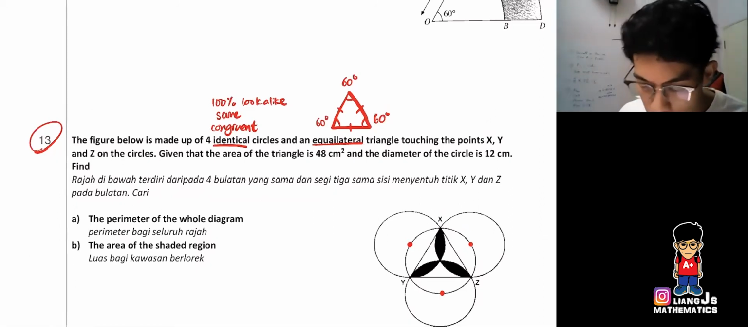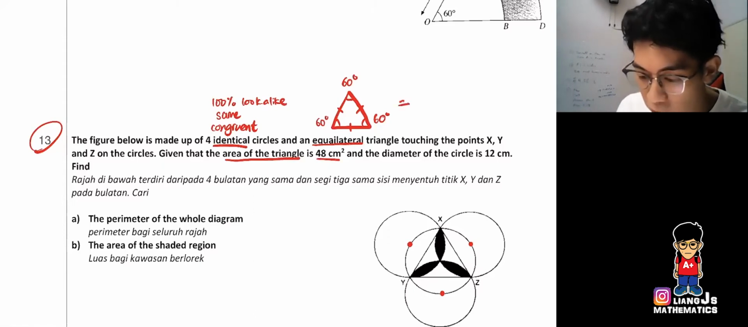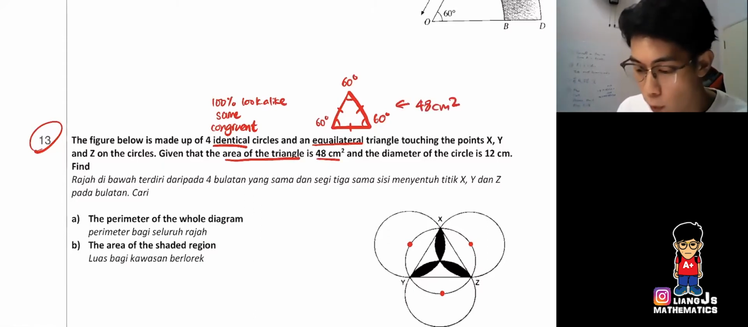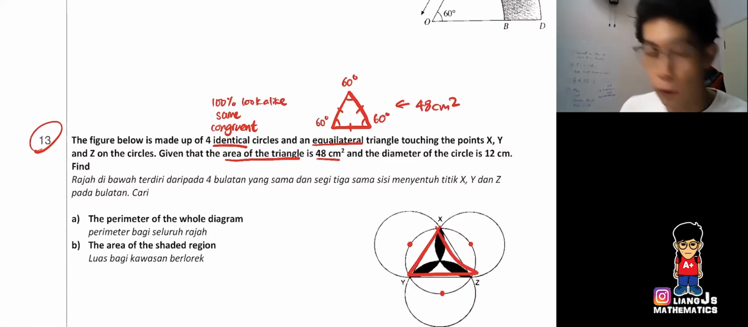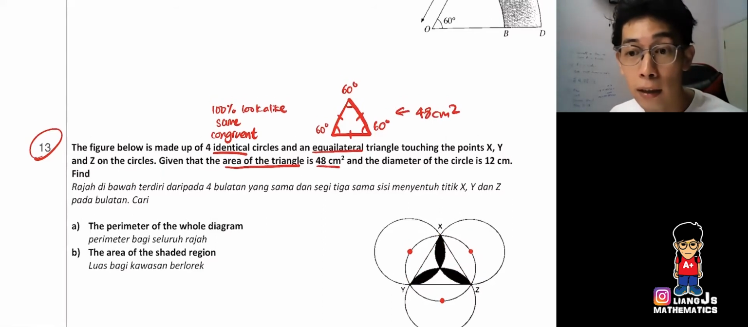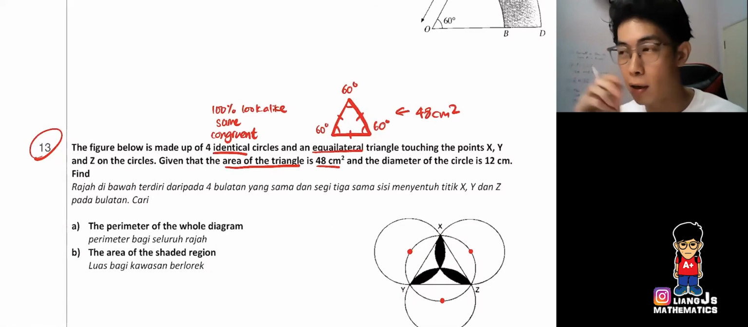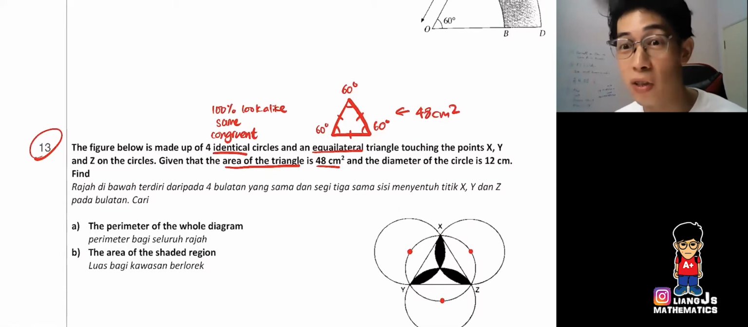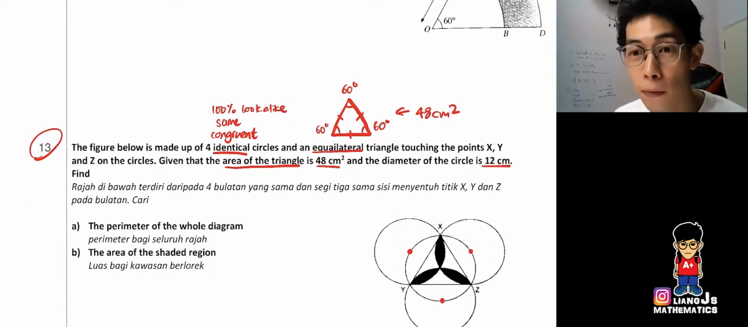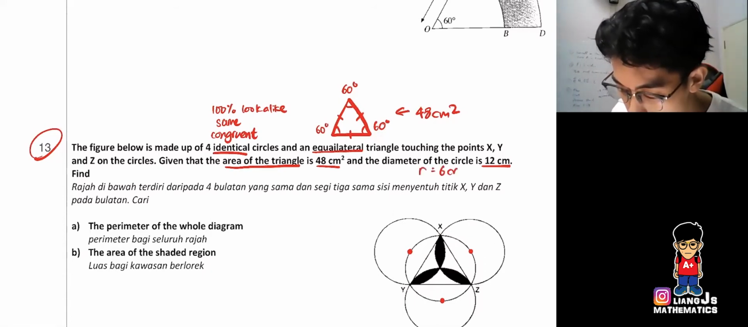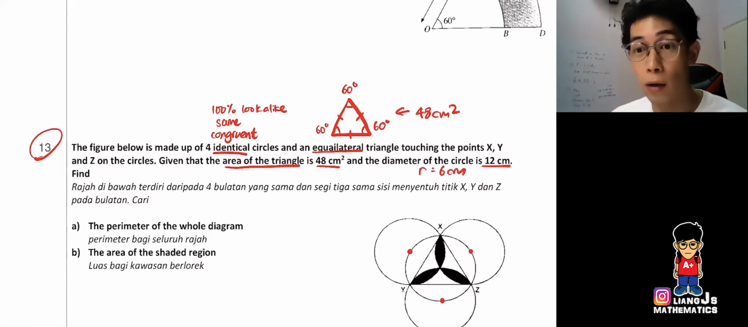Given that the area of the triangle is 48, so they say the area of the triangle is actually 48 cm square. So it's the one over here, 48 cm square. Okay, good. Then the diameter, be careful because in Mandarin class I did it wrongly just now. The diameter of the circle is 12 cm. Radius equals 6 cm. So I know my radius is 6 cm already, so I put it there. Moreover, 4 identical circles, everything 6 cm. Now, the main thing comes in really.